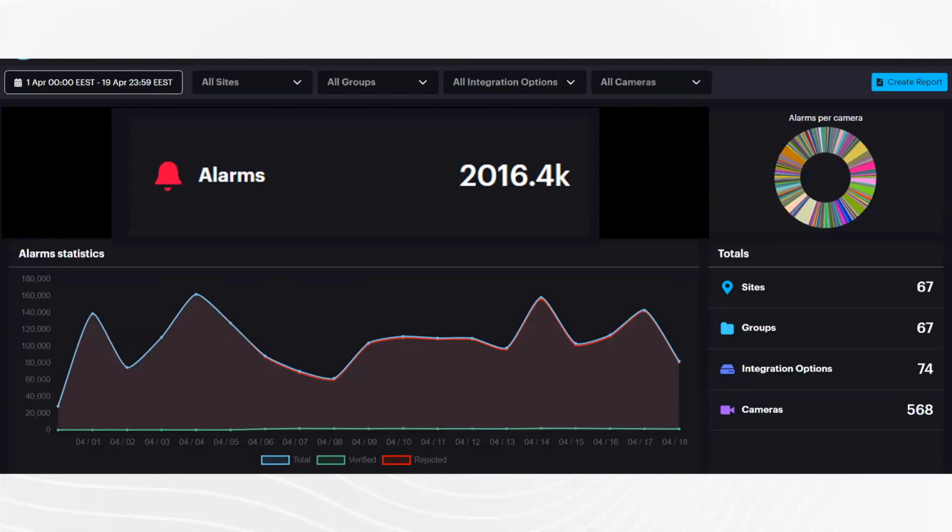Let's do this proof of concept. Let's check how much money I can actually save. The problem with this customer was that he was managing multiple sites. And actually here you can see the number of sites. We have like 67 different sites.